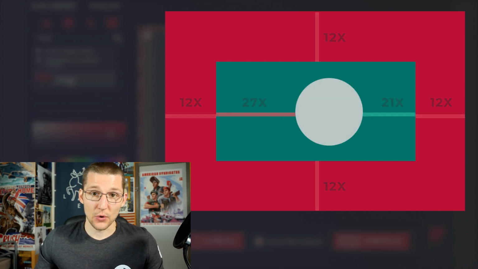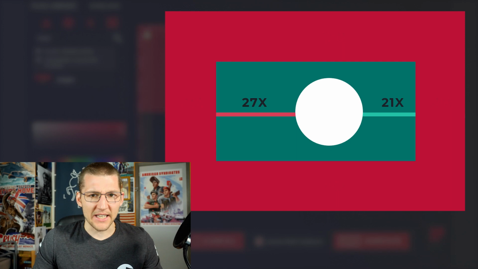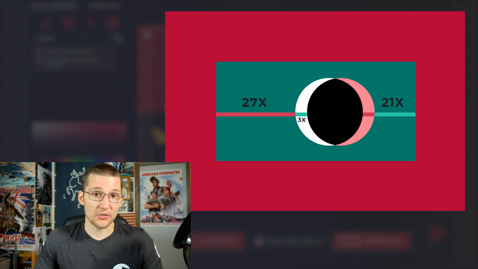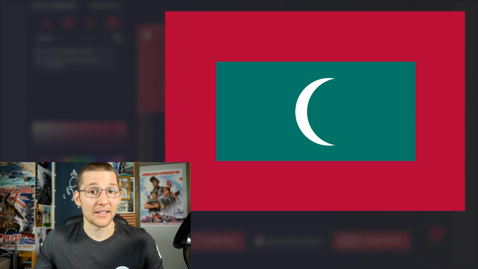The circle is placed with a 4x margin from top and bottom. The second circle has the same size but is offset to the fly side by 3x. We simply cut out the difference and voila, we have the flag of the Maldives.